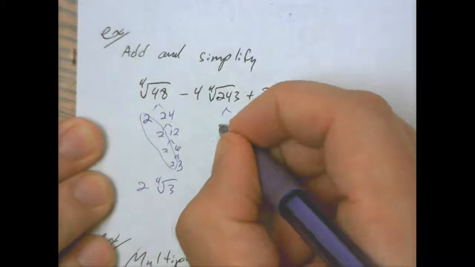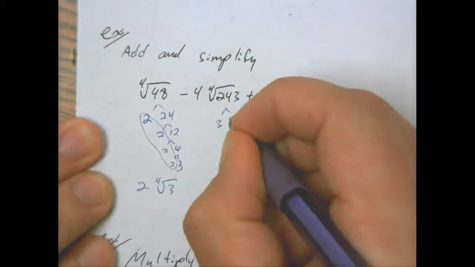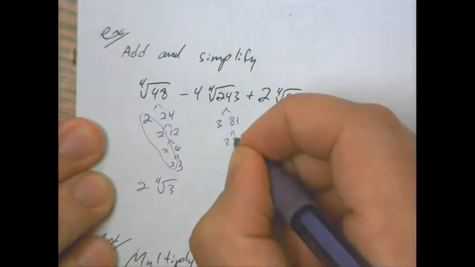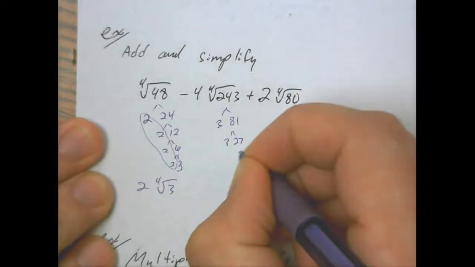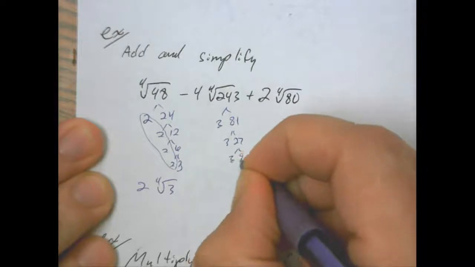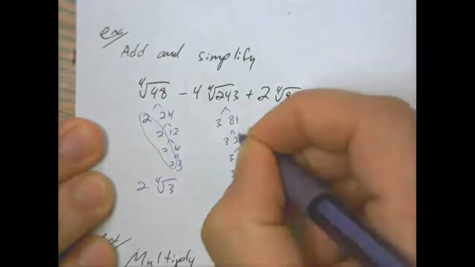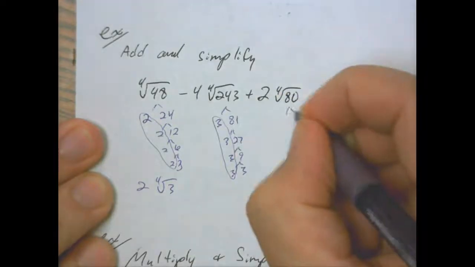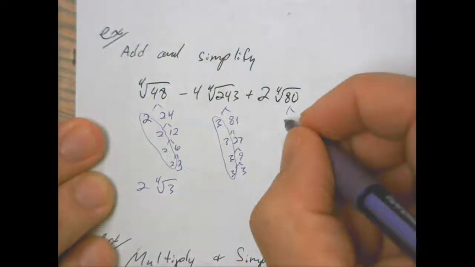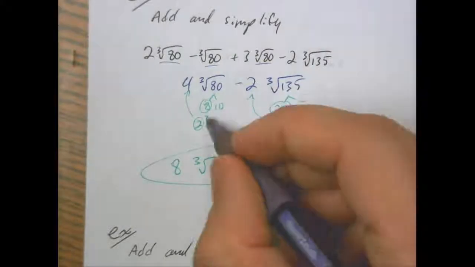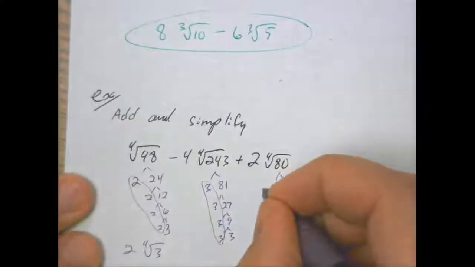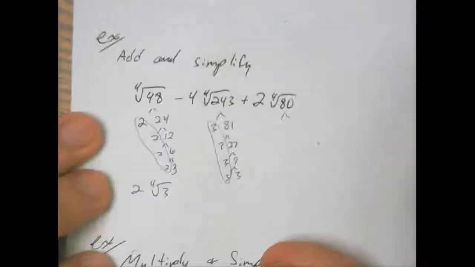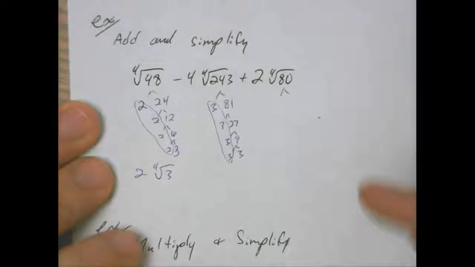243, let's see, it's 3 and 81, which is 3 and 27, which is 3 and 9, which is 3 and 3. So I will pull out a 3. 80 again. So we already did this. We know 80 is 2 root 10. Oh, but that was the 3rd root. My bad.